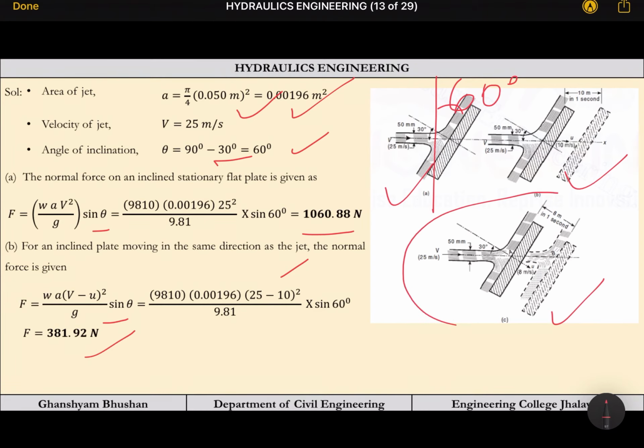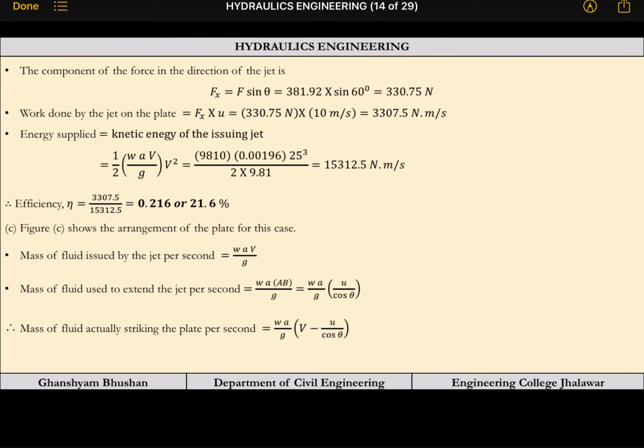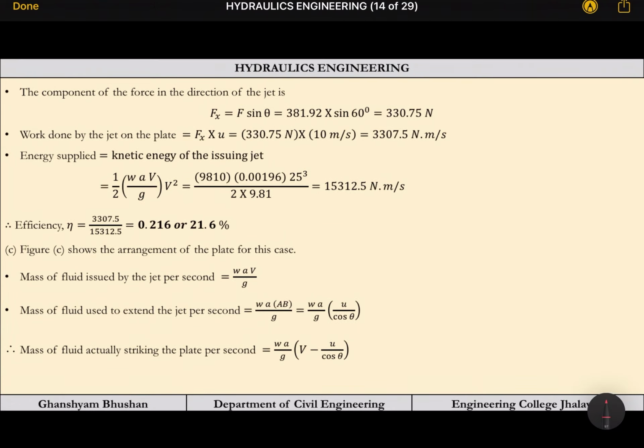Now this is the third case. Here what is happening? This plate is moving parallel to this, so it is moving in this direction by 8 meter per second. So in 1 second it is moving by 8 meters. So let us see. The work done in the second case will be, the force component is F into sin theta. F sin theta is 330.75. Work done will be Fx into U, so 3307.5. Calculate the kinetic energy per unit second. This is coming out to be 15,312.5. So efficiency is 21.6%.